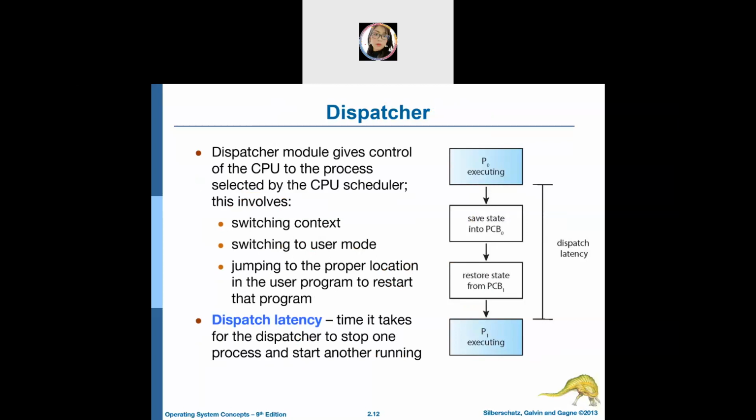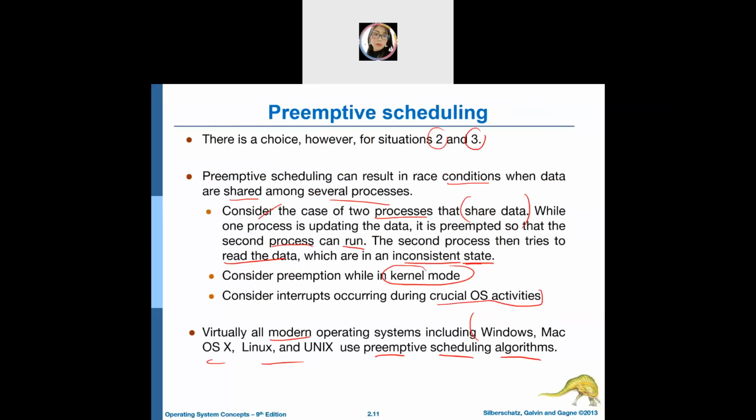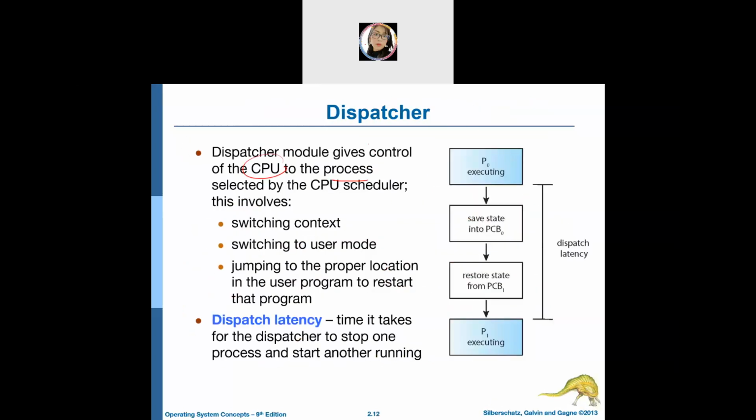For the dispatcher module, it gives more control of the CPU to the process, still under your CPU scheduler. What will be involved in your CPU scheduler, especially for your dispatcher? You're going to have a context switch, switching to the user mode from your kernel mode, and jumping to the proper location in the user program to restart the program.